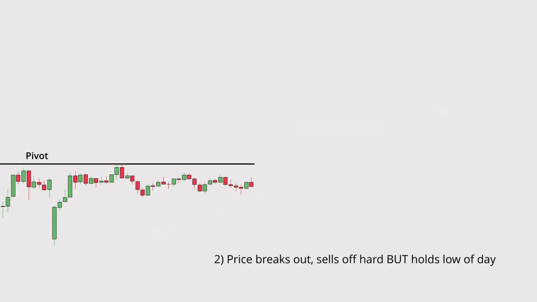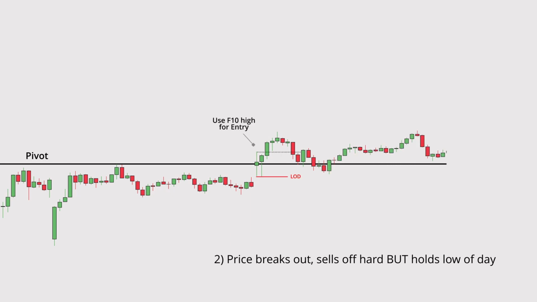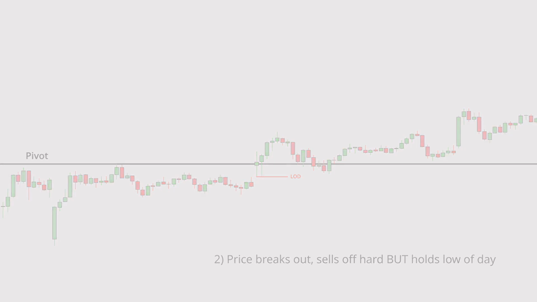The second scenario would be price breaks out and then sells off aggressively. However, it holds the low of day. In this case, although the initial price action was not ideal, I like to give the stock some time below the entry level to see if it was only a shakeout. I'll keep the position throughout the remainder of the trading day, providing that stop loss wasn't hit. But if price does not come back above the pivot by the end of the day, I'll close the position.